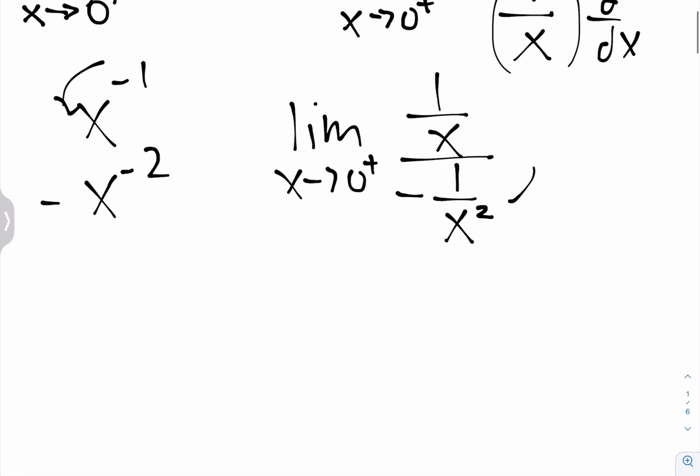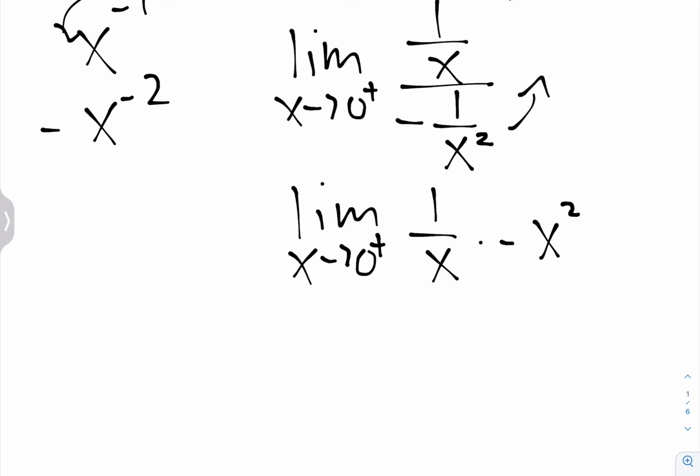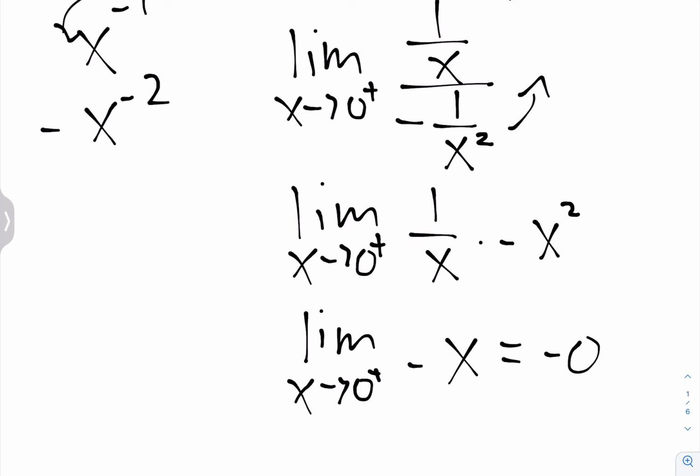And we can rewrite this. We can bring this out and flip it. We can get the limit as x approaches 0 from the positive direction of 1 over x times the reciprocal of the bottom, so times negative x squared over 1, or just negative x squared. So this is going to be the limit as x approaches 0 from the positive direction of negative x. Okay, and as x approaches 0, we can just plug that in. This is going to be negative 0, which is just 0. So that's going to be our answer for the first one.